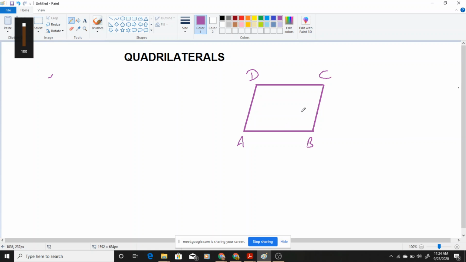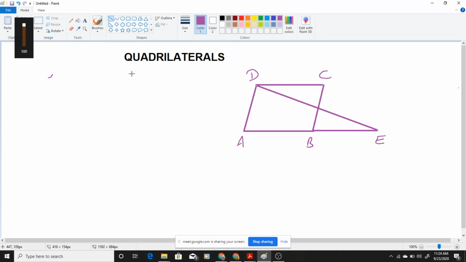Now what you have to do, you will extend, I am extending this AB to any point E. I am extending AB to a point E. I'll take this one as point E. And now I am joining D to this point E.